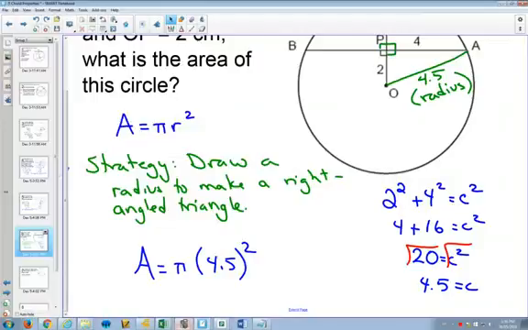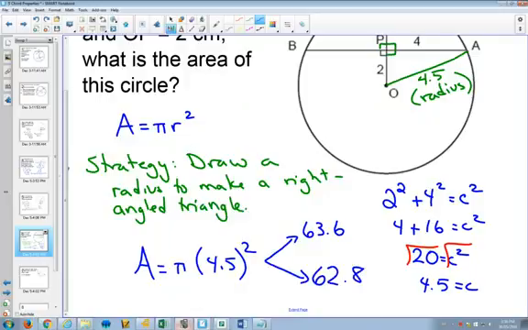So by rounding early we get 63.6. The actual answer, if we don't round early, is 62.8. This is an area question, so we have to write centimeters squared.